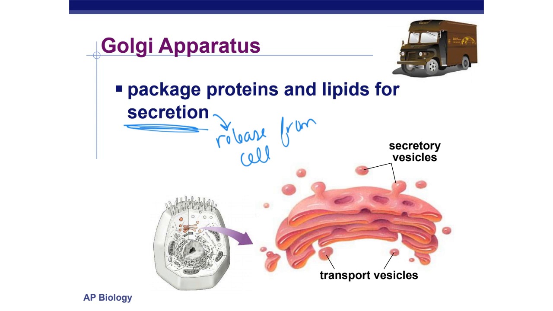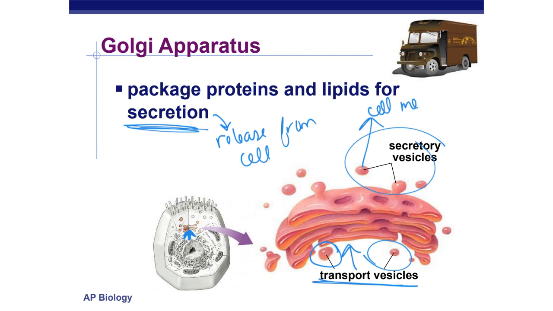So the Golgi apparatus will help package those proteins and lipids that are going to be secreted all the way out of the cell. You'll notice here are the proteins and lipids coming to the Golgi apparatus in these transport vesicles. And then these secretory vesicles here are headed over to the cell membrane so that those particular proteins or lipids can then be secreted completely out of the cell.